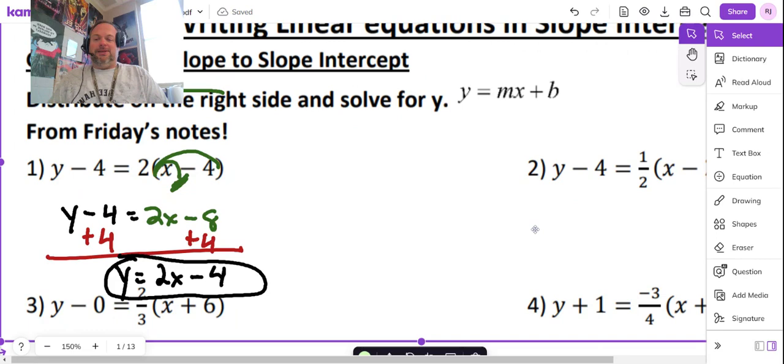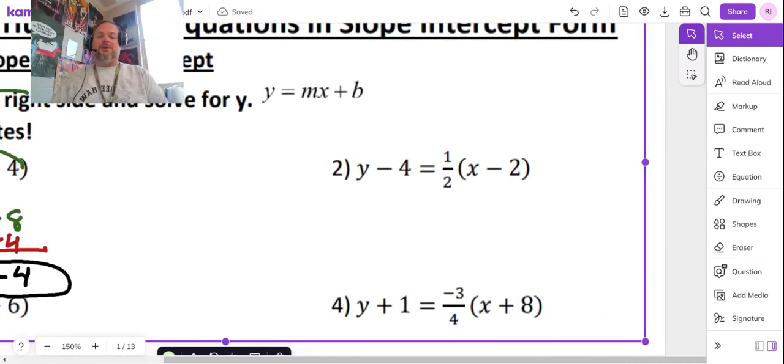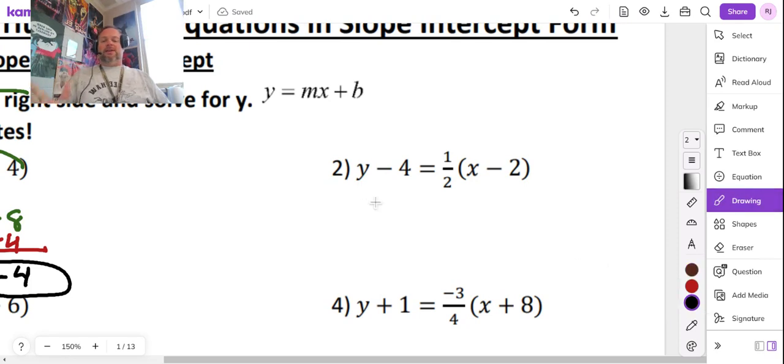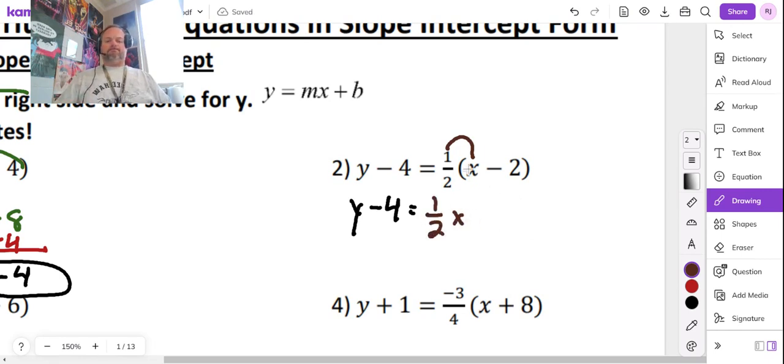All right. So, number 2. We're going to leave the left-hand side alone. We're going to distribute. 1/2 times x is 1/2 x. Okay? 1/2 times negative 2, well, it's going to be negative. What is half of 2? 1. Exactly. How do I get this minus 4 over here?